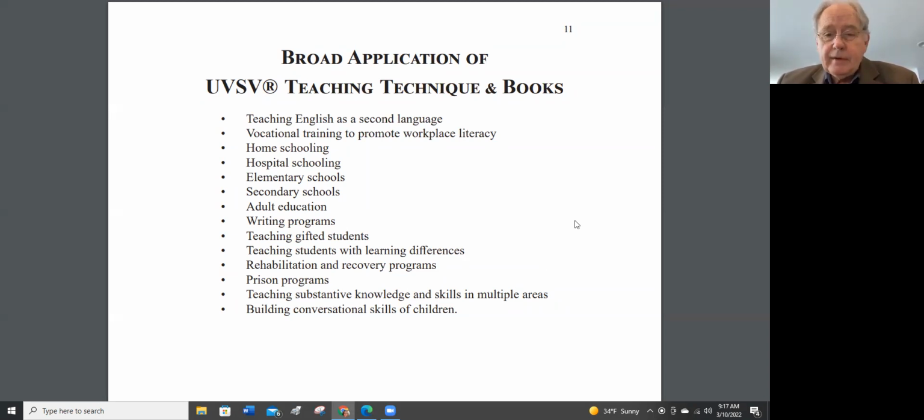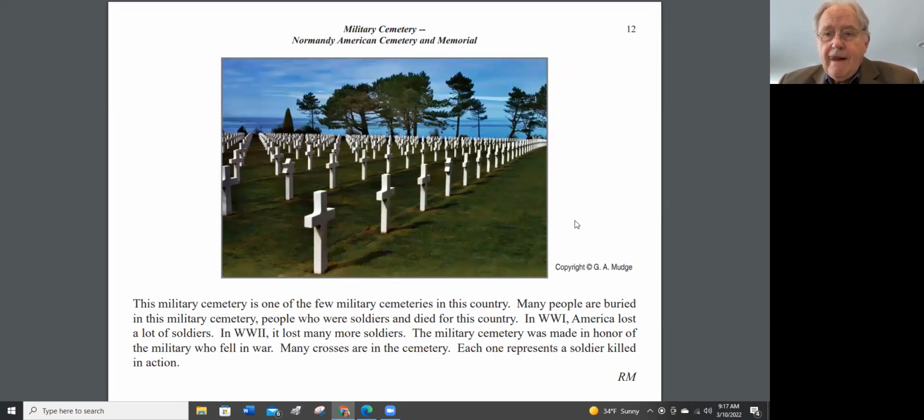Now, let's take time out and have another photo and another story. This was written by a student from Guatemala. The photograph is of the military cemetery overlooking Omaha Beach in Normandy. And we all know the history of Omaha Beach in World War II on D-Day.